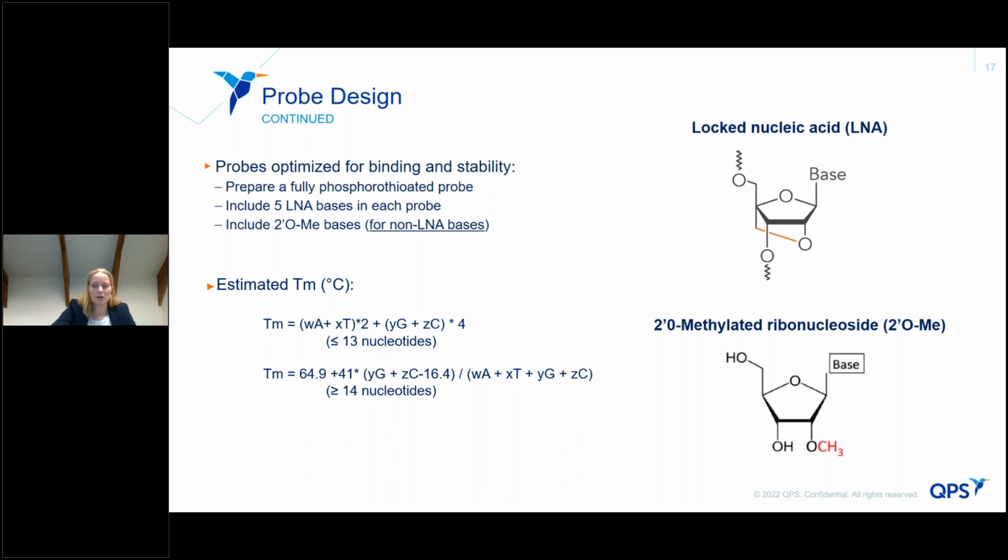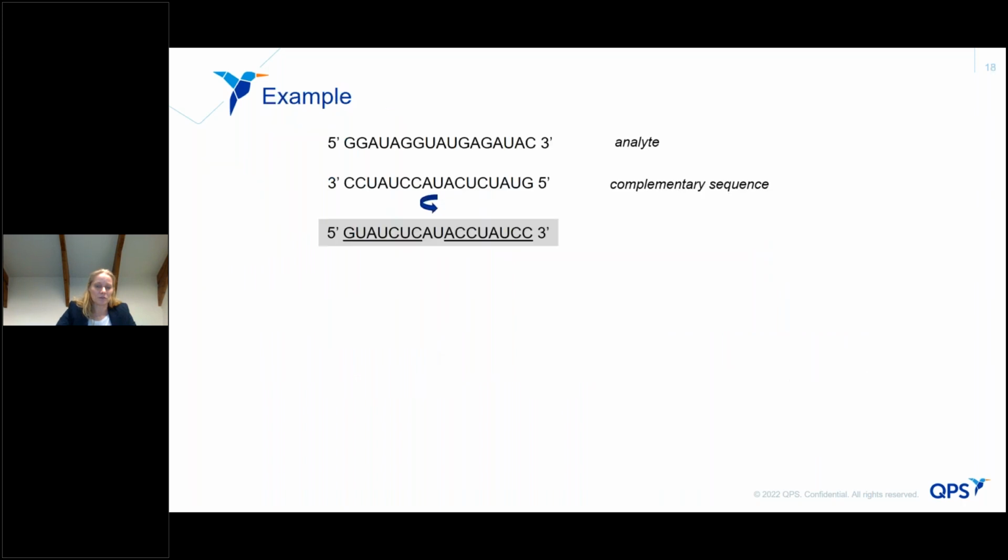Well, I will show you an example in the next slide to guide you through it. If you have a sequence of the analyte, you write that down. What you do is you write the complementary sequence. So the complementary sequence is right here. Then you rewrite it the other way. So it's just a different manner of how you presented it.